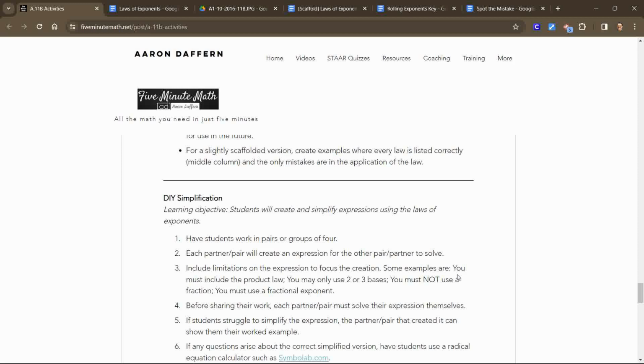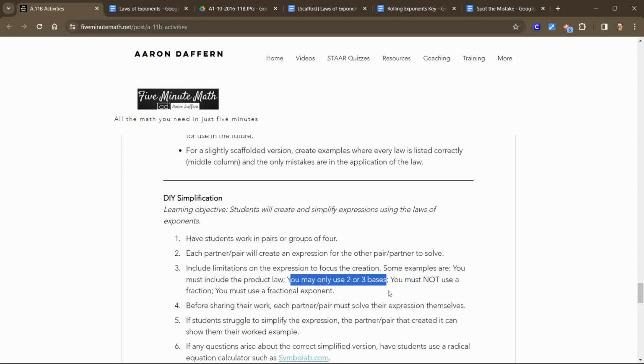You want students to work in pairs or groups of four, and each pair is going to create an expression for the other pair to solve. Now, what makes this interesting is you want to include some limitations to help focus their creation of these expressions. It's not the wild, wild west. You want to focus them, saying, here are some examples. You must include the product law if that's something that you want to focus on. Maybe you want to limit it to only two or three bases, right? You don't want some massive creation with 14 bases that nobody can solve.